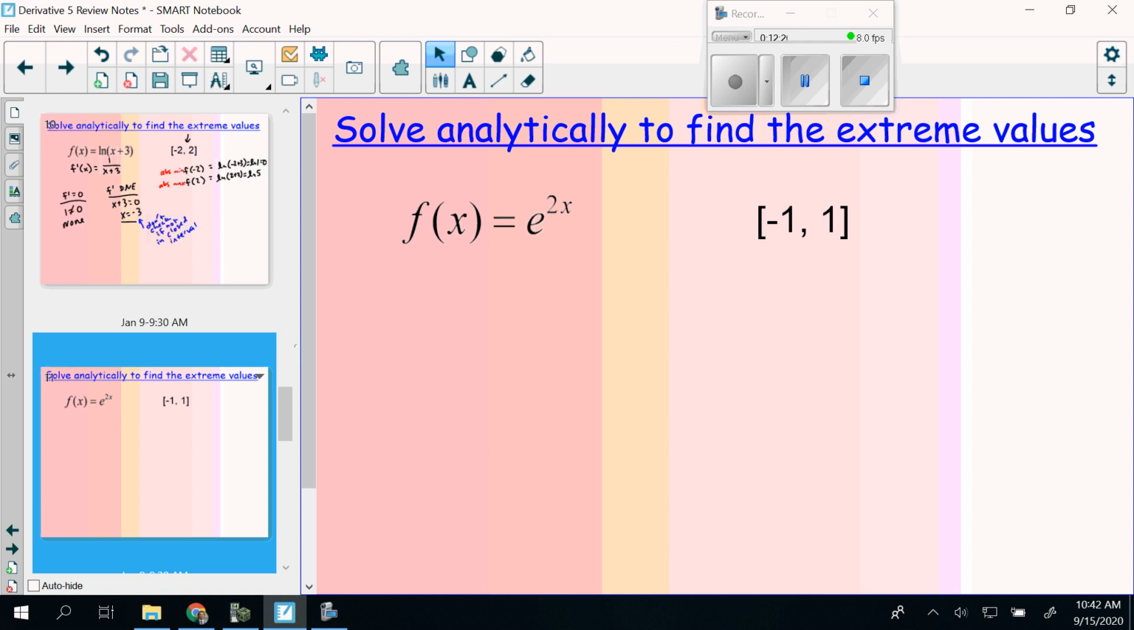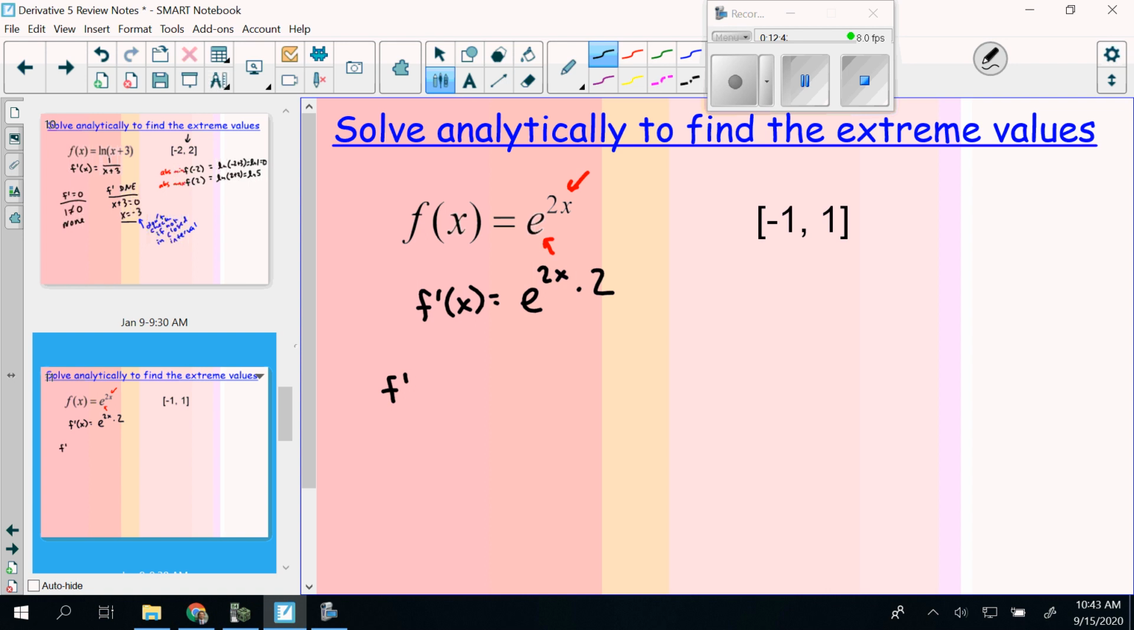Last one, exponential here. Looks like we got a function inside another function, so we got to use chain rule here when doing this derivative. This one, we get derivative of the outside, same derivative with exponentials. Times, though, what's the derivative of that exponent? 2. And so now we want to figure out where's derivative equals 0. If we set this equal to 0, this derivative equals 0, we can divide by 2.